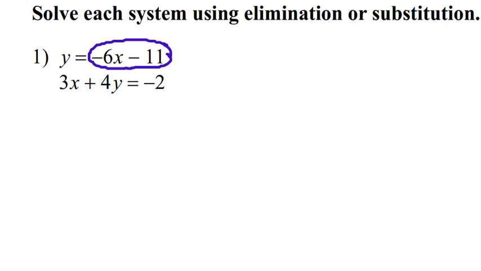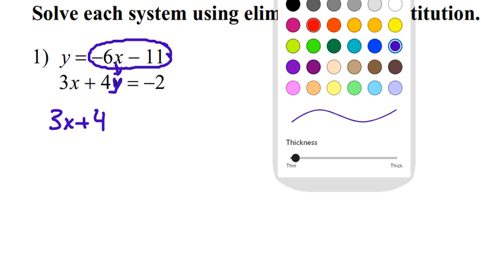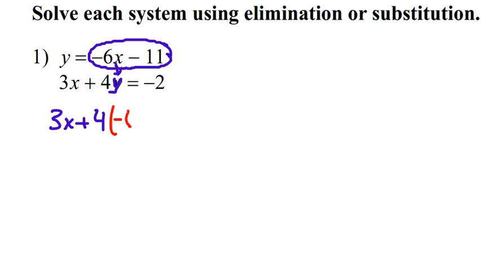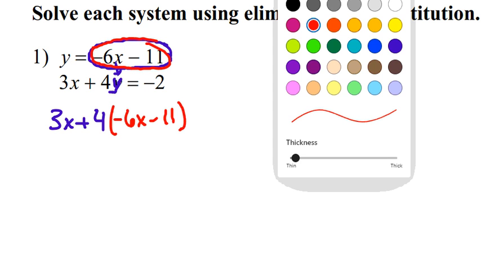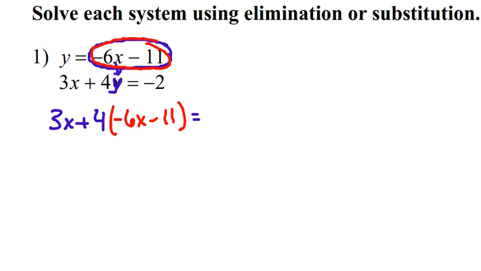What the first equation is saying is that y and negative 6x minus 11 are the same thing. And so we can plug in negative 6x minus 11 for this y. So when we come to that y in the second equation, plus 4, we've arrived at the y. We're not going to put y, we're going to put negative 6x minus 11. I should have circled that in red. And it's equal to negative 2.